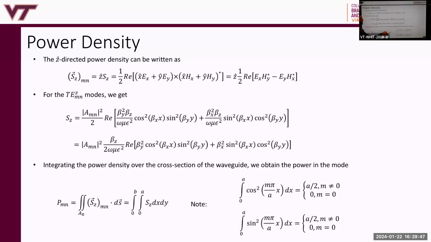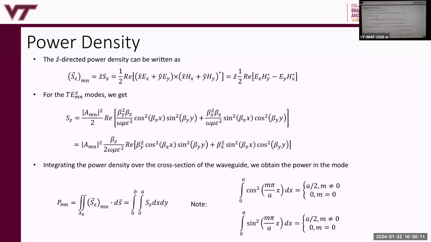So for the TE_mn to z modes, we get the following expression. If we plug in what the TE modes are for these electric and magnetic fields, we get the following expression. And we can then rewrite it in this way, right? So we have this common factor, omega mu epsilon squared. We pull that out of this real part operator, and we end up with the following expression. Okay, that's the power density, right?